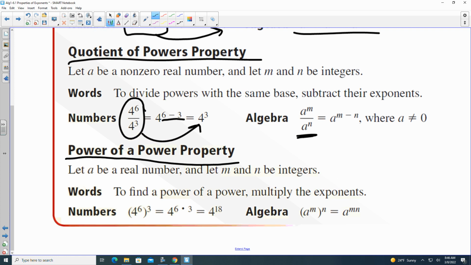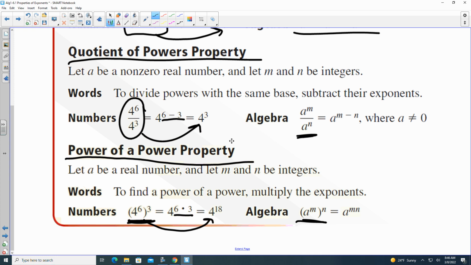Finally, this power of a power property means if you have a base and an exponent in parentheses, and then it's raised to another power. So how it is said here is 4 to the 6th power, then that is raised to the 3rd power. It's almost like a double exponent, and because of that, you multiply those exponents together, where 4 to the 6th power to the 3rd power turns into 4 to the 18th power.